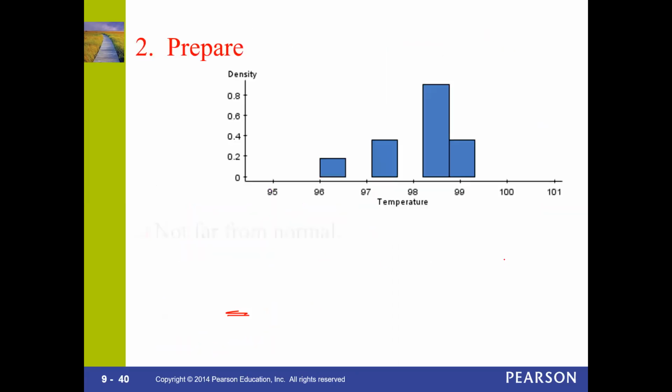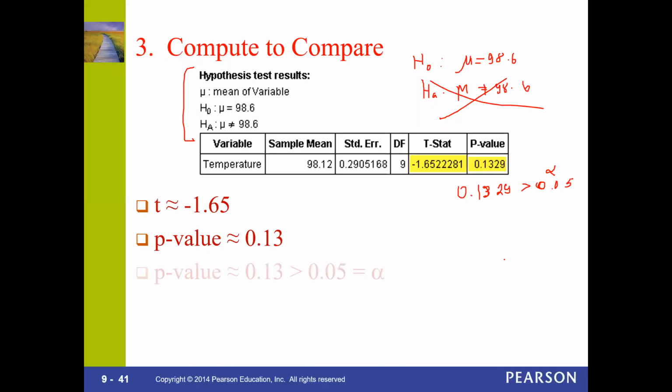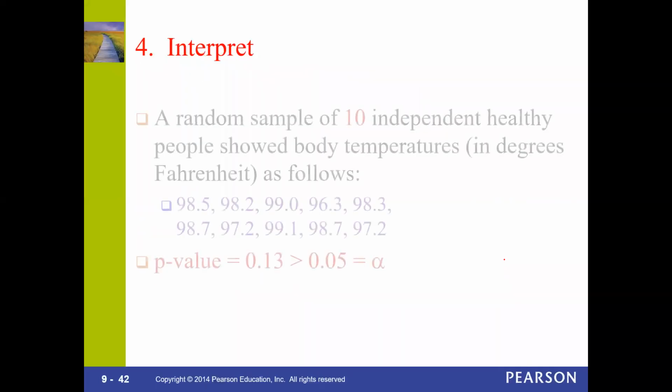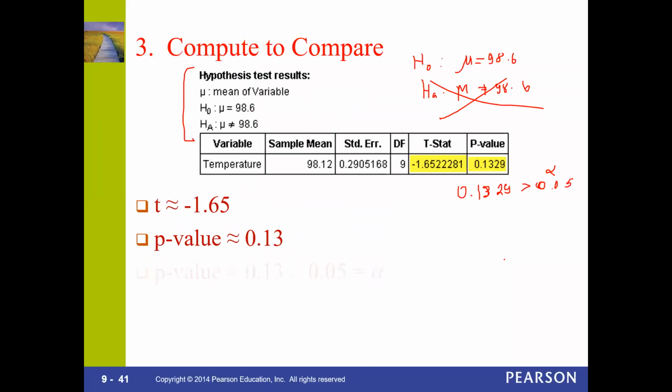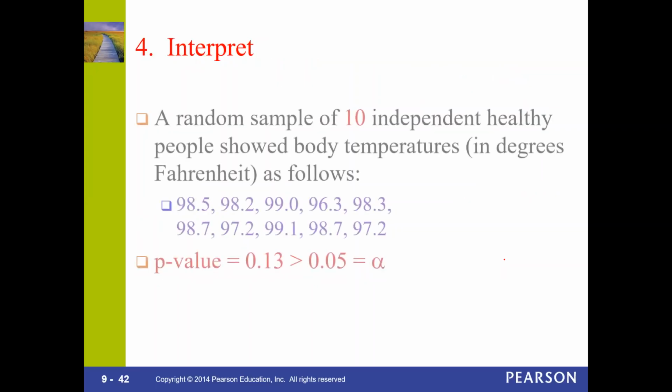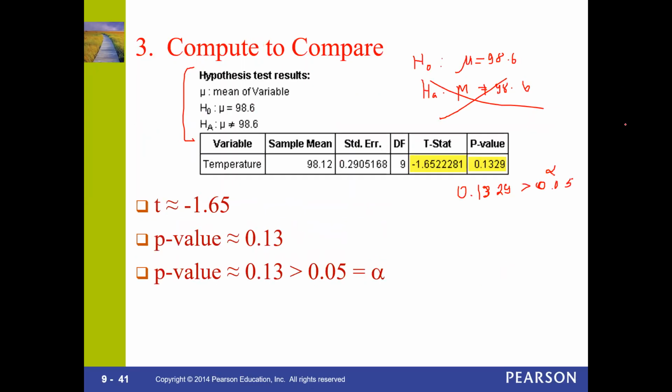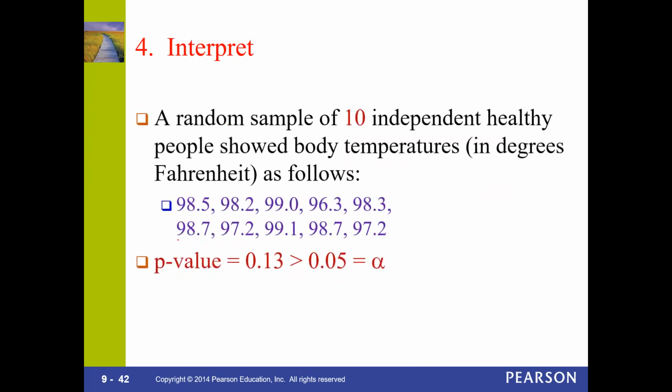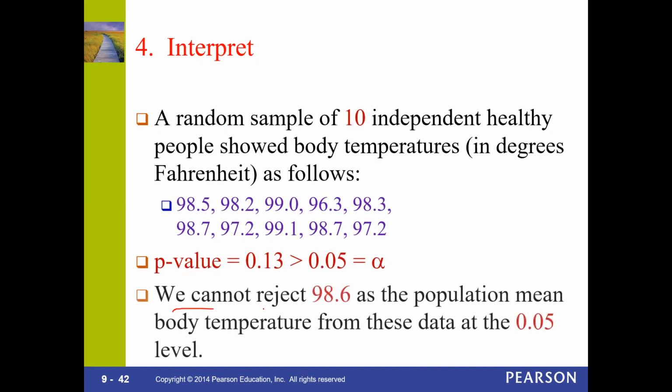Even though it's like that, we still can see that it's normal, okay? We don't have any evidence that it's different. I'm sorry, let me go back. Because we check HA, we have no evidence that it's different. That means in general, everybody is 98.6, even though some people are a little bit different. So this is the conclusion right here: we cannot reject 98.6 as the population mean body temperature.